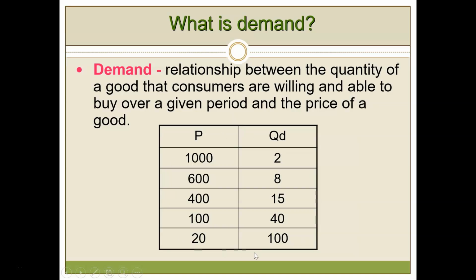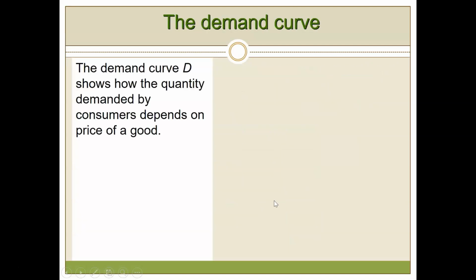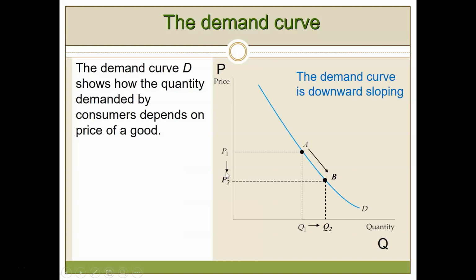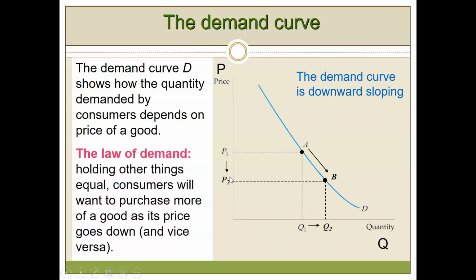So this table illustrates the demand relationship. It shows what will be the quantity demanded at each and every price. For example, 15 units when price is equal to £400. We can represent this relationship on a graph. We can draw the demand curve. The demand curve will show us the relationship between quantity demanded at each and every price and the price of a good. The demand curve is downward sloping.